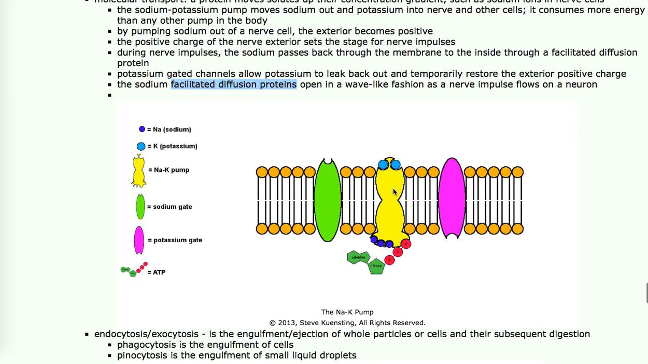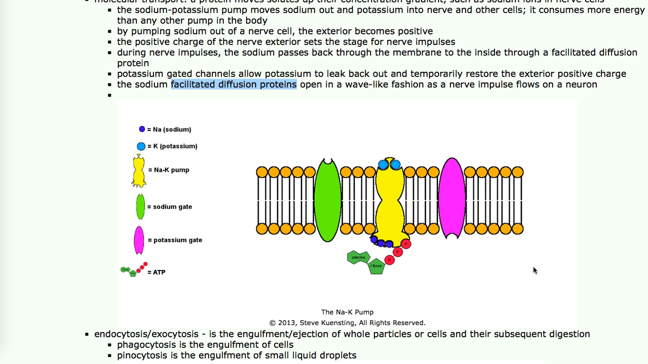So let's go back to the animation now. This is the GIF animation. The pump works all the time. This is why your brain consumes so much energy all the time. Sodium is being pumped out. Why? Because every time you think a thought, the sodium leaks back into your nerve cells. So in order to think the next thought, the sodium must be pumped out of your nerve cells.